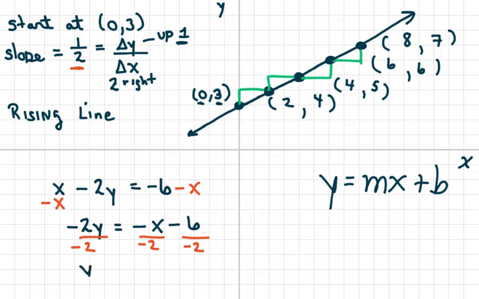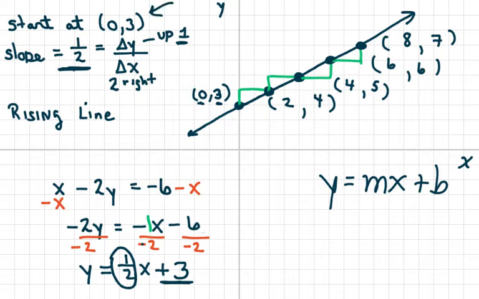Negative 2 divided by negative 2, that leaves me a 1 in front of the y, and the y is all by itself. Negative divided by negative here with the x is positive, and I have to remember that if I don't see a number in front of a variable, there's an understood 1 there. So negative 1 over negative 2 is 1/2 x, and negative 6 divided by negative 2 is positive 3. That's where I got my start with a slope of 1/2 and a y-intercept at 0, 3.